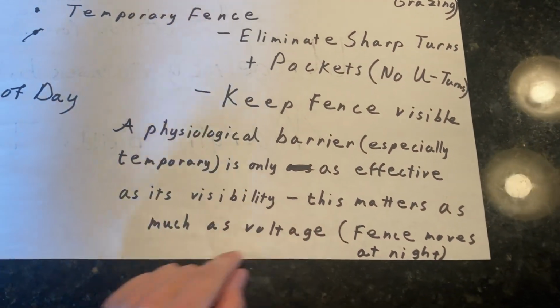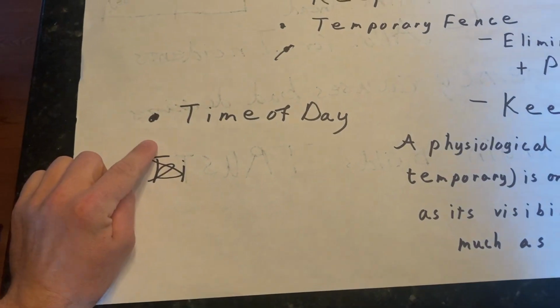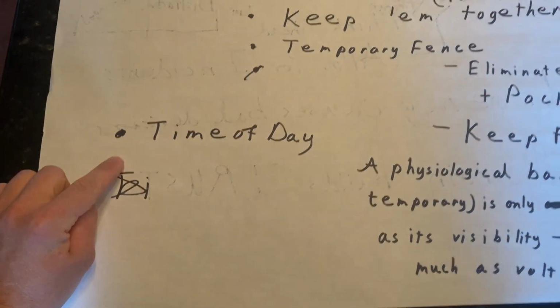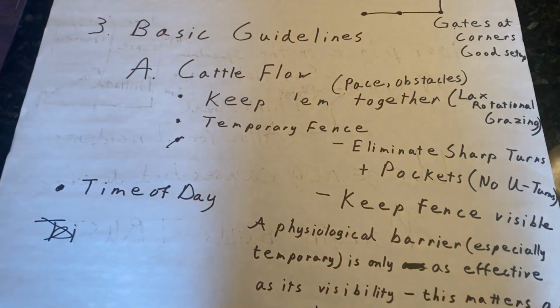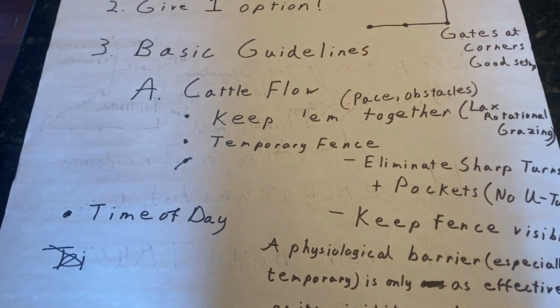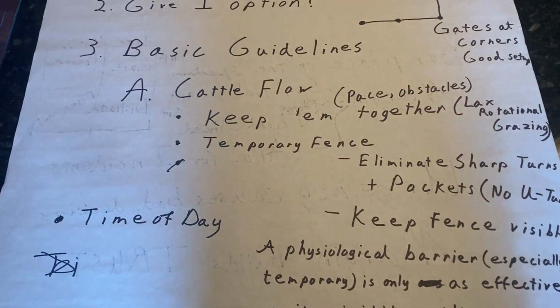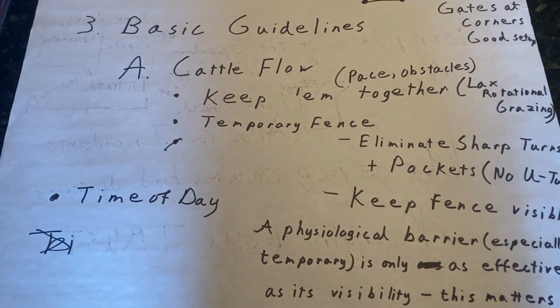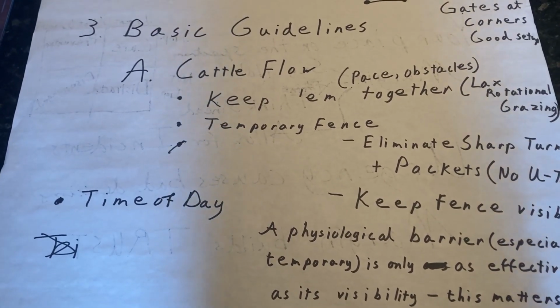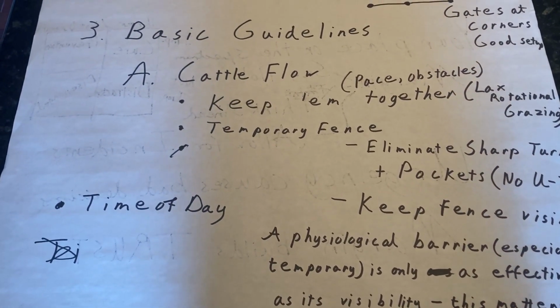This kind of ties into the next point, actually, which is the time of day. Cattle drives are best done in the morning or in the evening, especially in the summertime right now with the heat. No animal really wants to move on a 90 or 100 degree day.